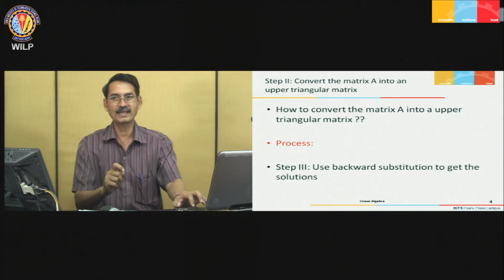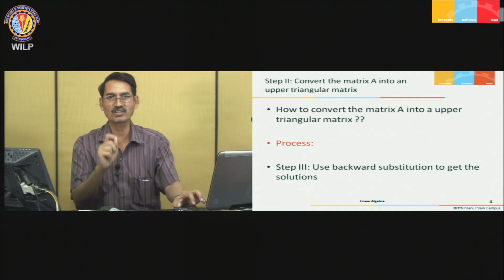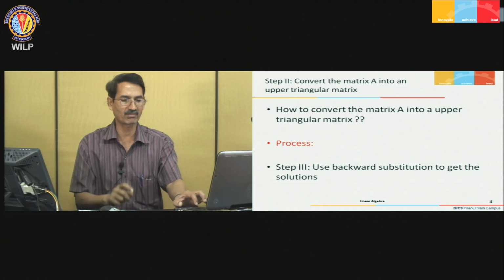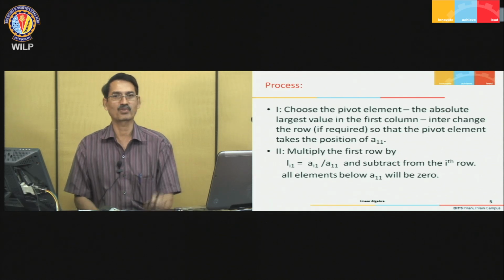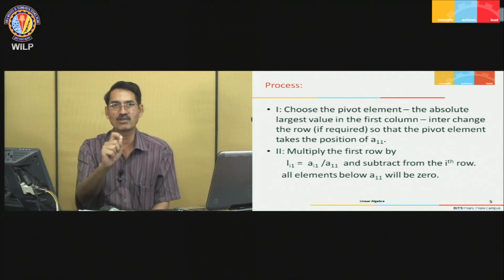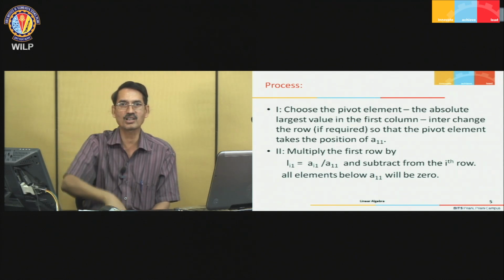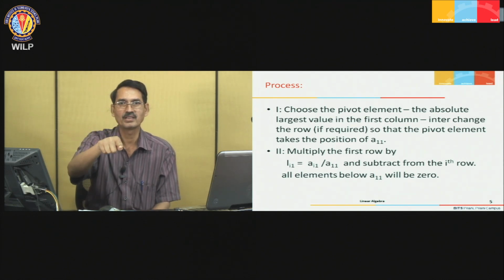So, the whole thing is how to convert the matrix A, meaning the coefficient matrix, into an upper triangular matrix. So, see what is the process. First of all, the first step is to choose the pivot element. What is the meaning of pivot element? Look at the first column of the matrix B.